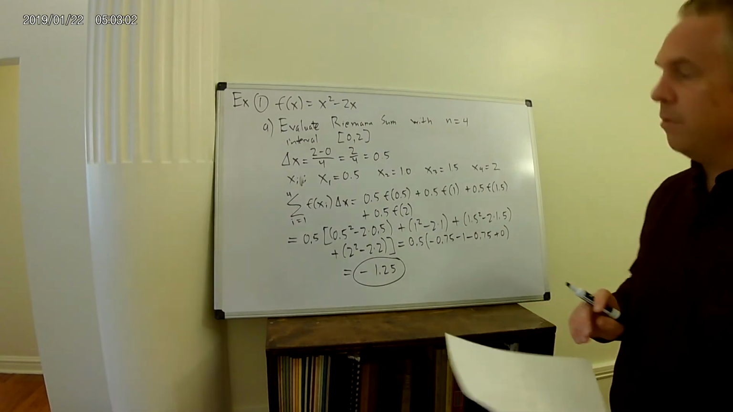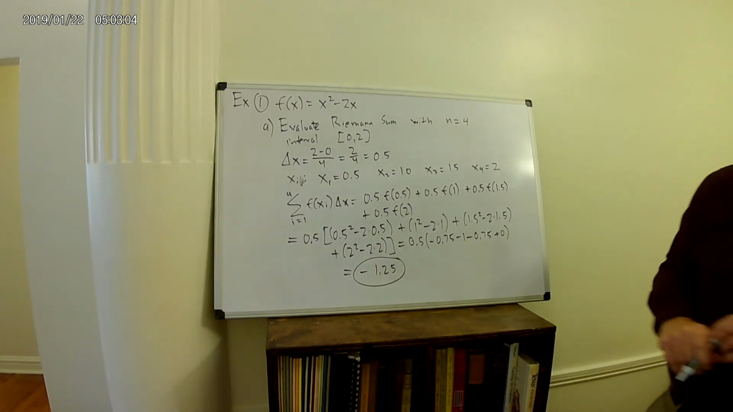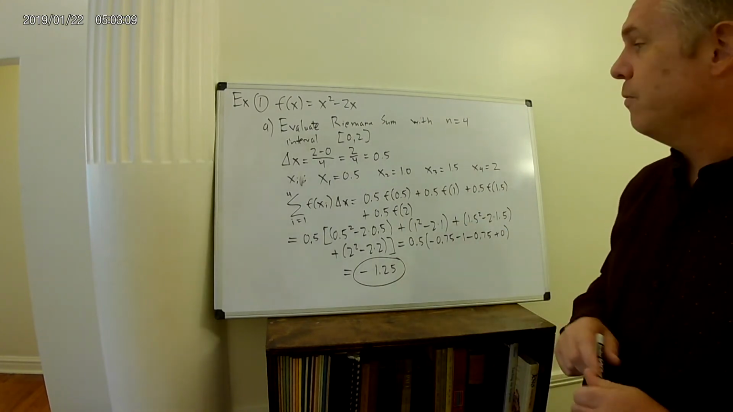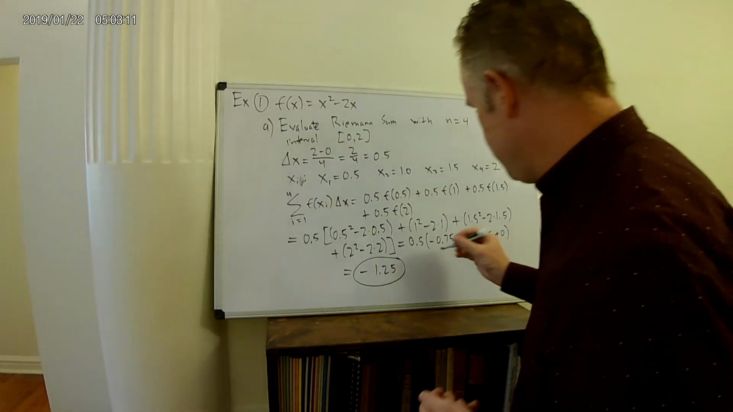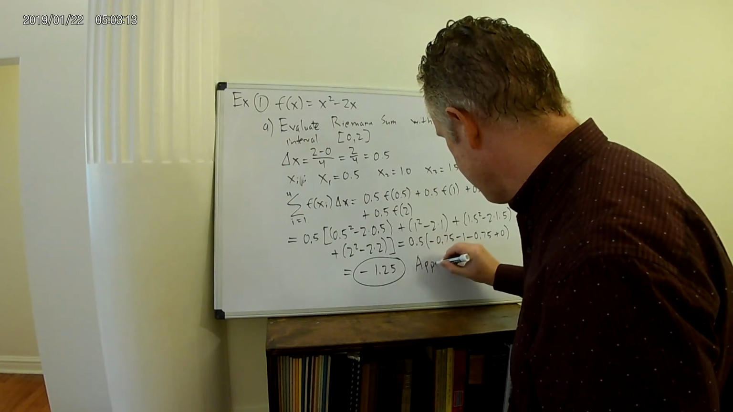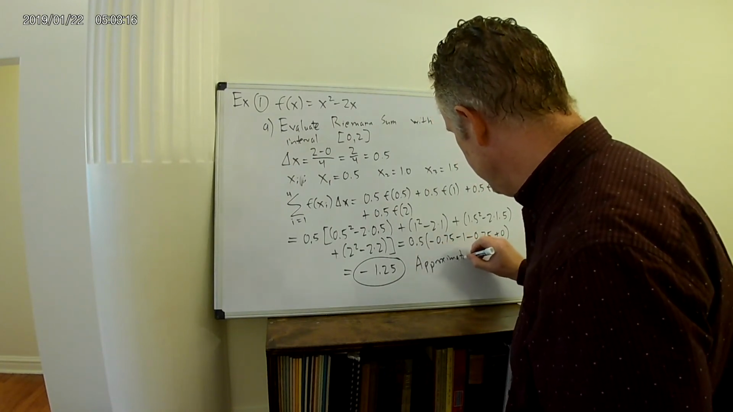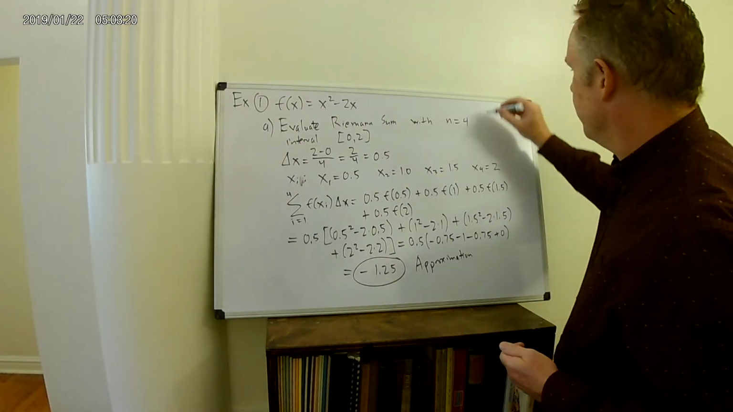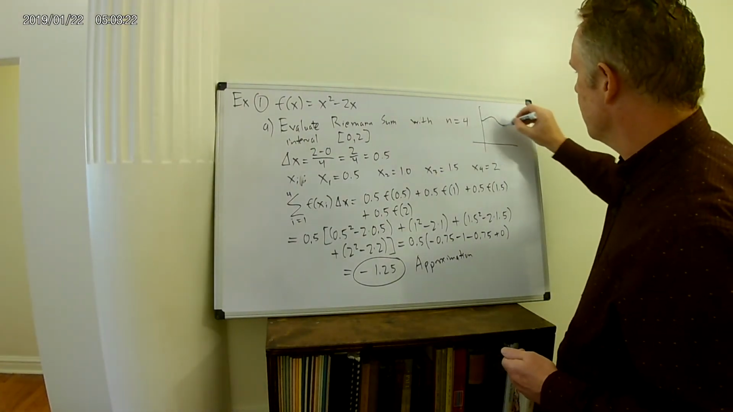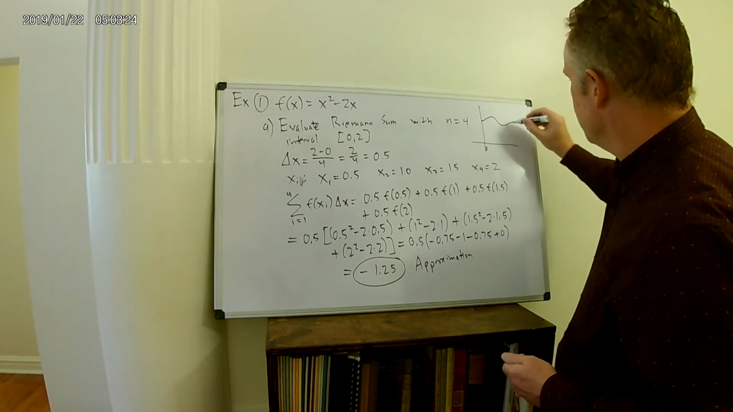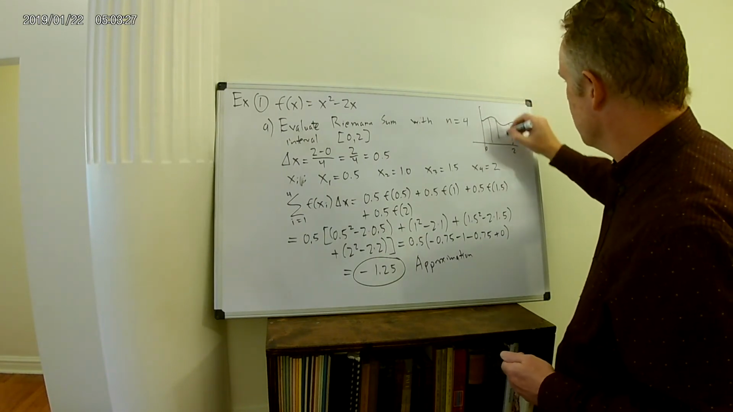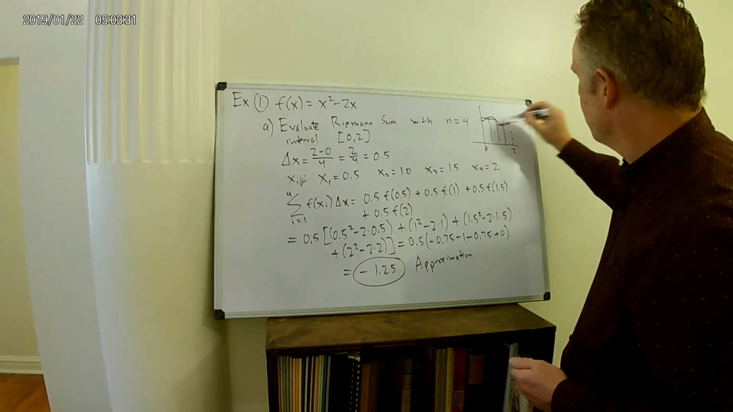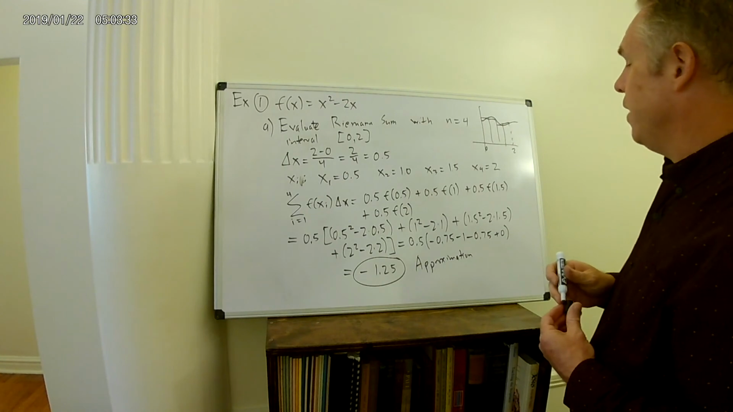Okay, minus 1.25. So what this means is the area under this curve from 0 to 2 is approximately minus 1.25. This is an approximation because we've only used 4 rectangles to approximate this curve. Keep in mind what we're doing. If we have some curve, we're going from 0 to 2, we're approximating this curve with 4 rectangles, like this. We're adding up the area to get the area under the curve.